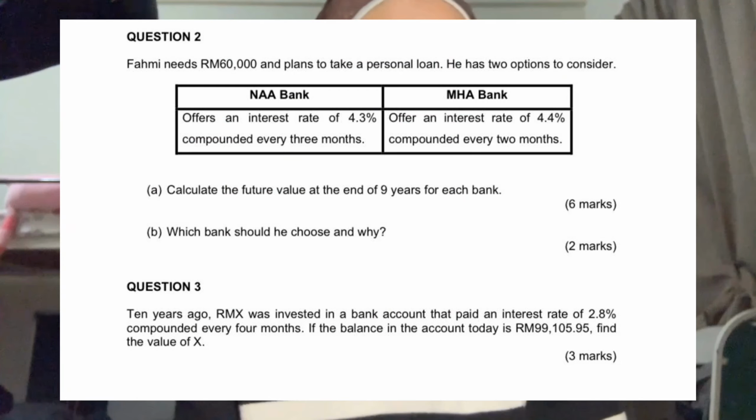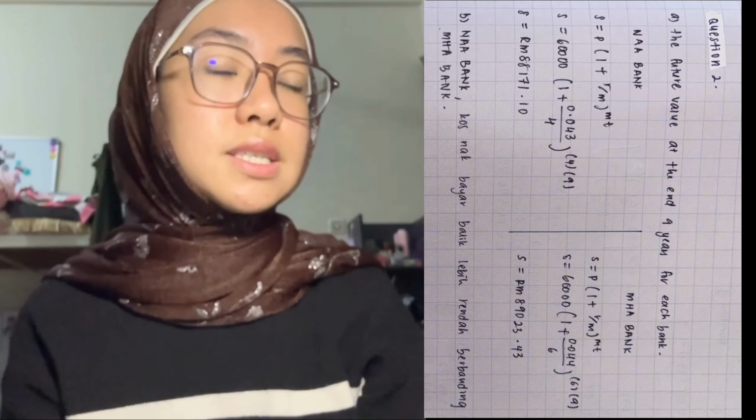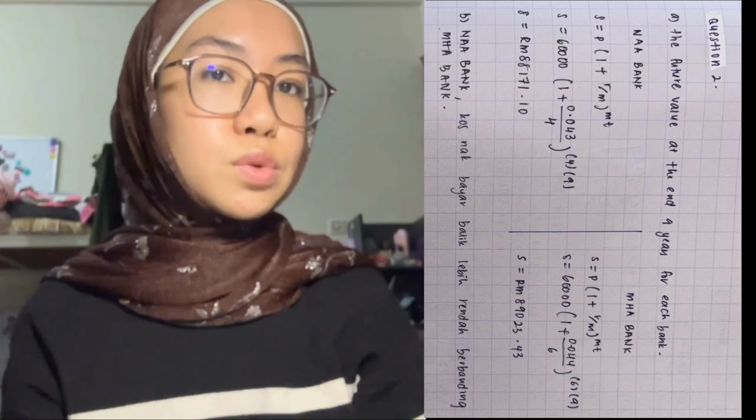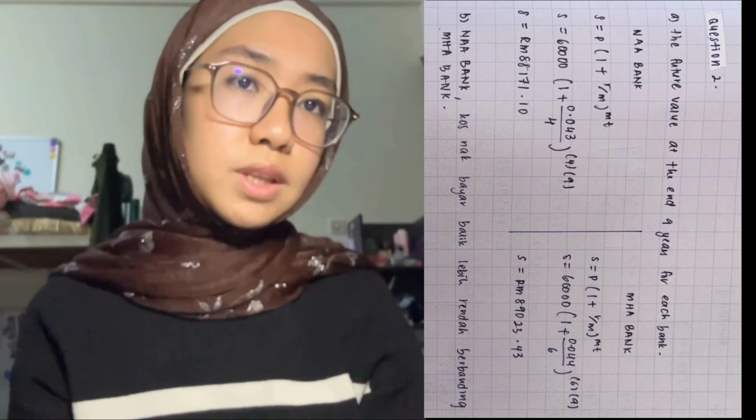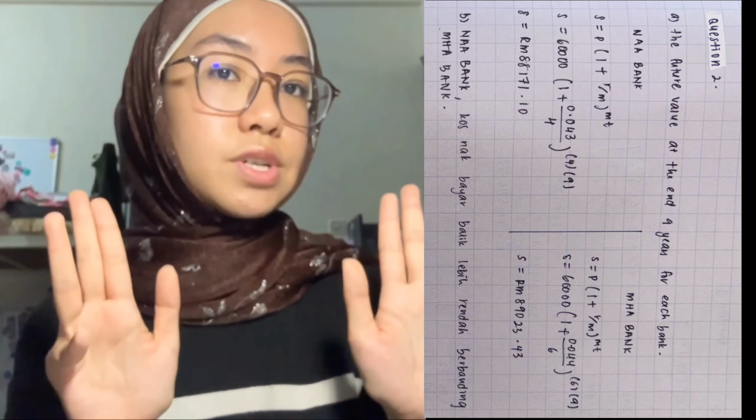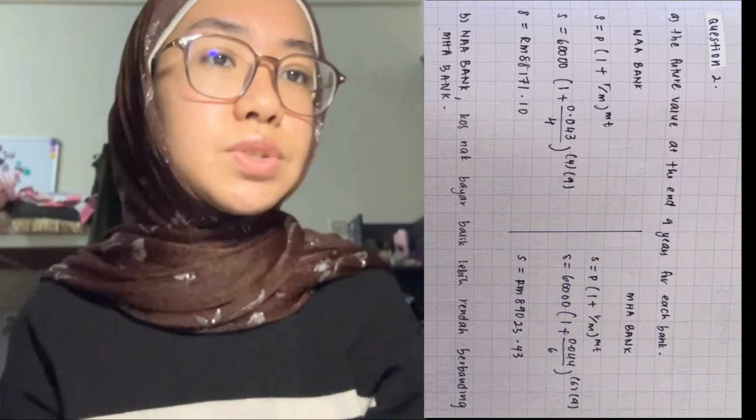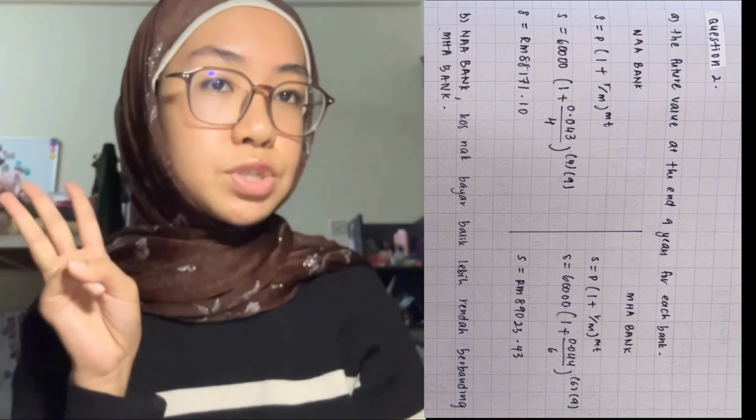Hi, now I will explain a few questions on compound interest. So let's start with question 2. Fahmi needs 60,000 ringgit and he has two loan options, which are NAA Bank and MHA Bank. We need to calculate the future value after 9 years. For NAA Bank, the interest rate is 4.3% compounded every 3 months.